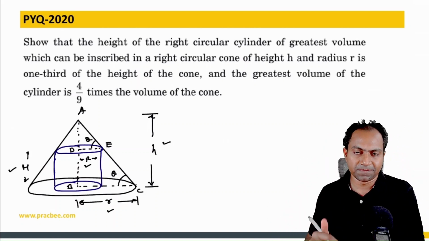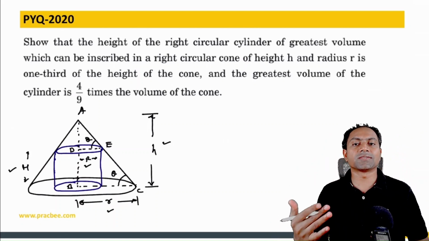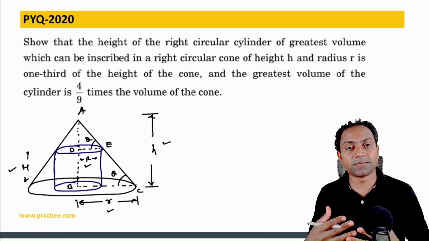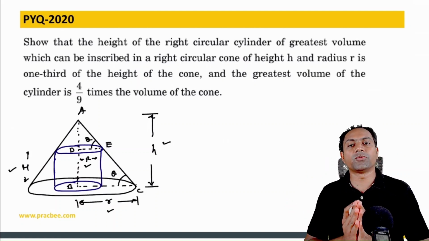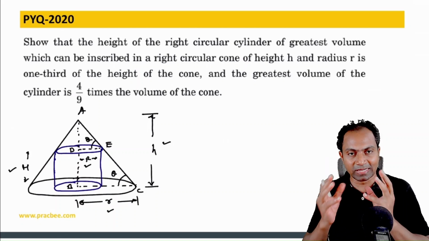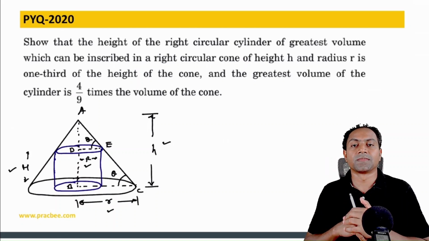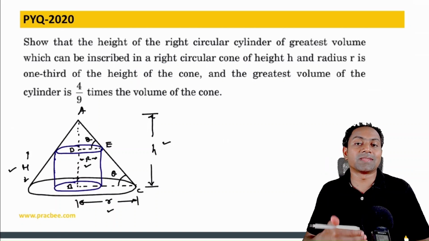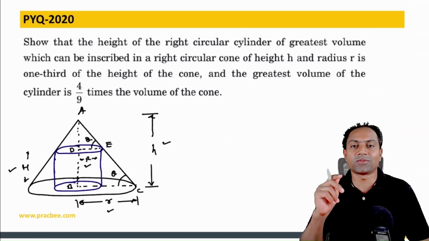Now this angle I have also assumed as theta, that is the angle that the curved surface makes with the base. Now what they're saying is, at what value of height of the cylinder will the volume of the cylinder that is inside this cone be maximum. And they want us to confirm whether this height is 1/3 of the height of the cone.